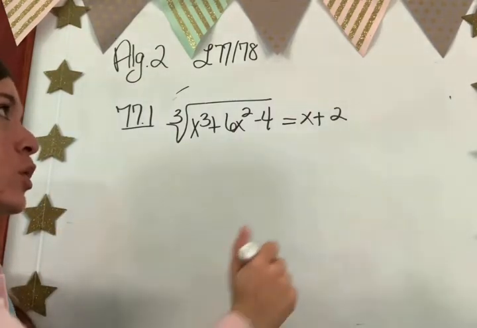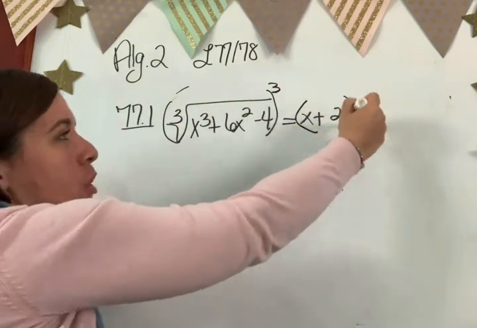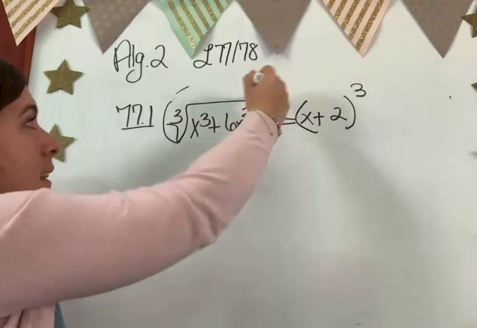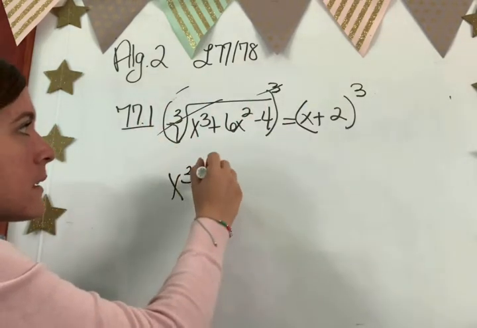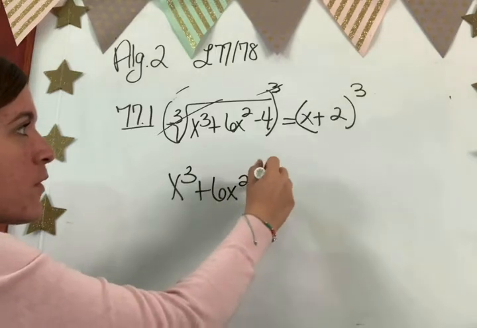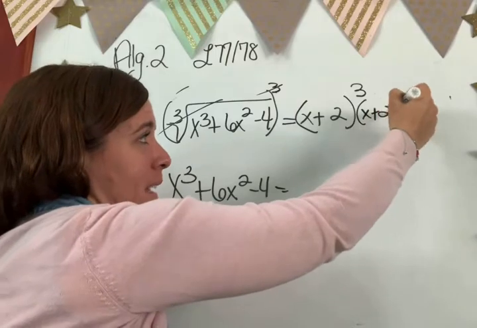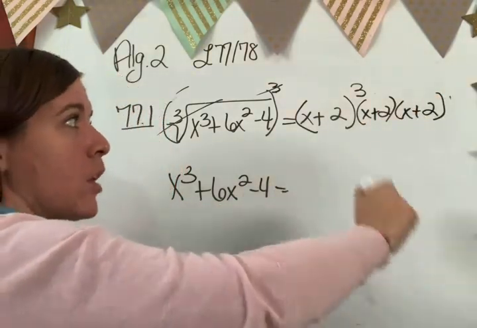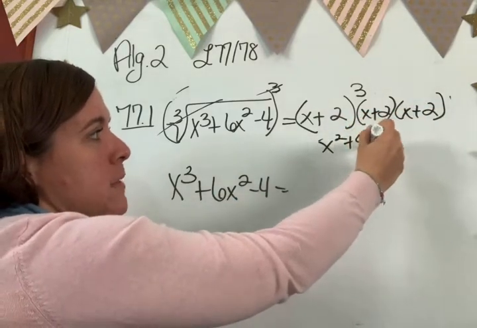Now, what can you do? You can make this to the third, and you can make this to the third, because whatever you do over here, you have to do over here, right? And that's going to keep that square root symbol. So you'll have x to the third plus 6x squared minus 4 equals, but now we need to do this to the third. And by the way, I can't just do that in my head. So I'm going to write it out like this, because it's 3 times, and I'll do this one first and then do that. It'll be x squared plus 4x plus 4.